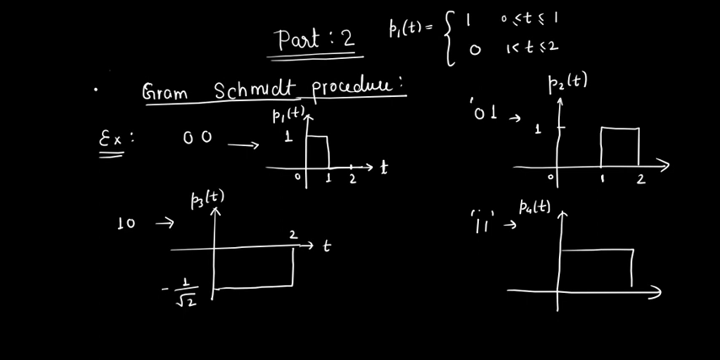So these are the bits, and the amplitude is -1 by √2 for all the 2 units of time that I am sending this pulse. Your task is to find out the orthonormal basis which is used to represent all of these P1, P2, P3, P4. Go ahead.